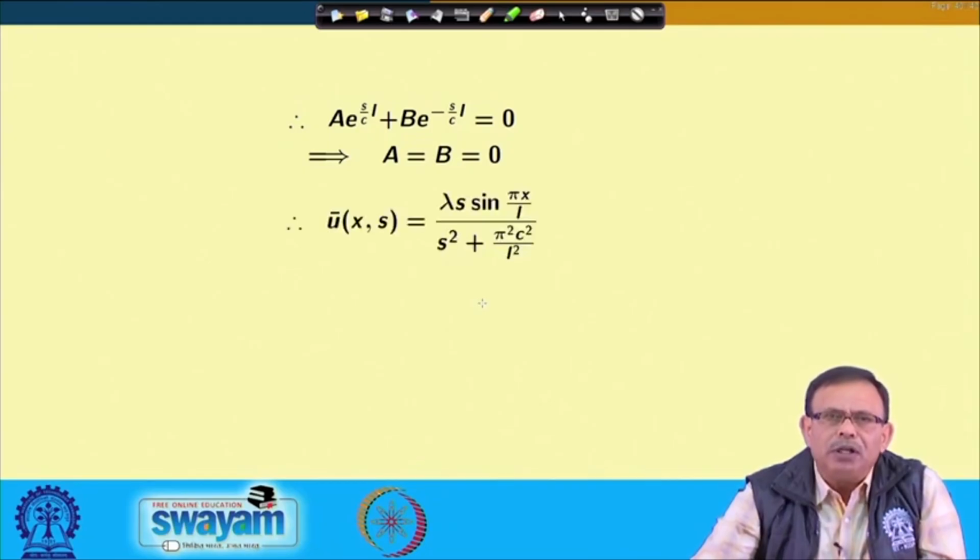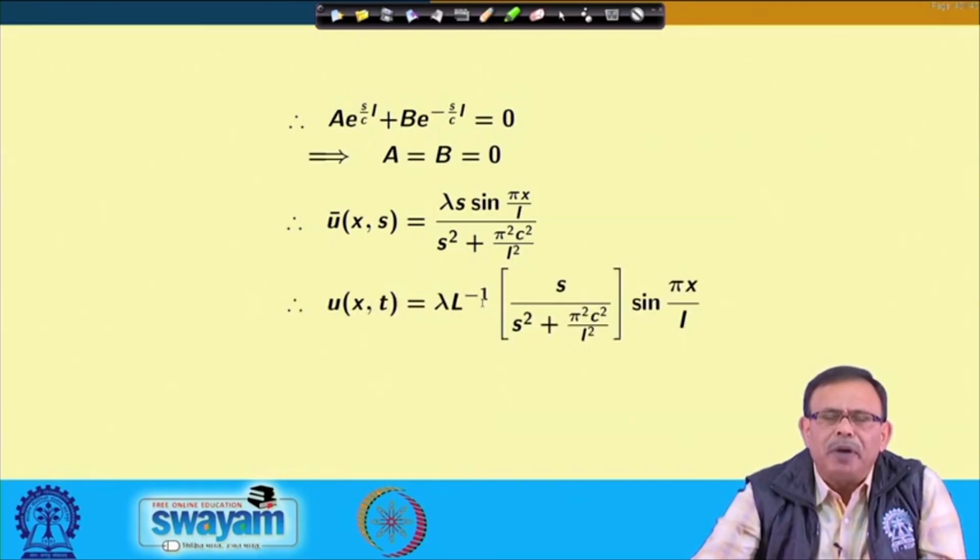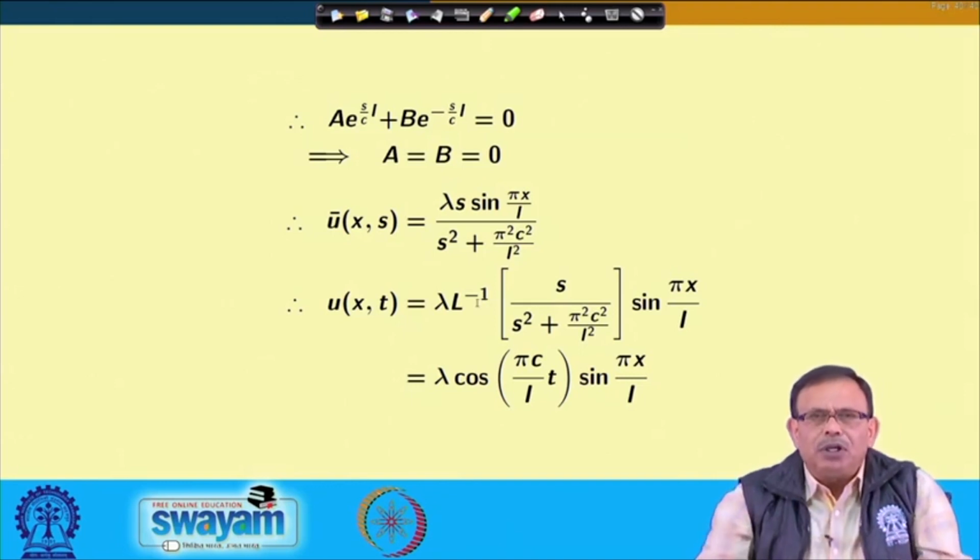So, u bar(x, s) is this function. So, u(x, t) will be lambda into Laplace inverse of this, into sin(pi x by L). I can keep sin(pi x by L) outside because it is independent of s, and the Laplace inverse of s by (s square plus a square) form is nothing but the cosine. So, lambda cos(pi c t by L) into sin(pi x by L). Therefore, your solution is u(x, t) equals this thing.